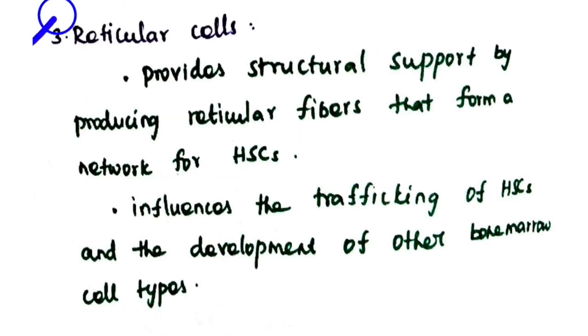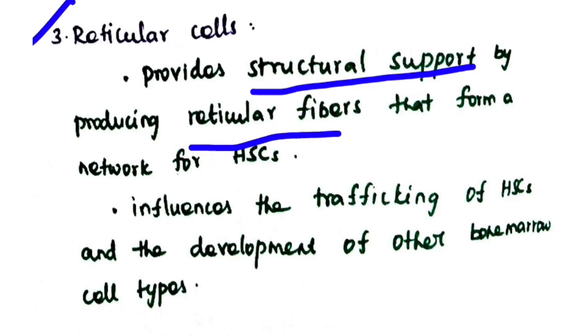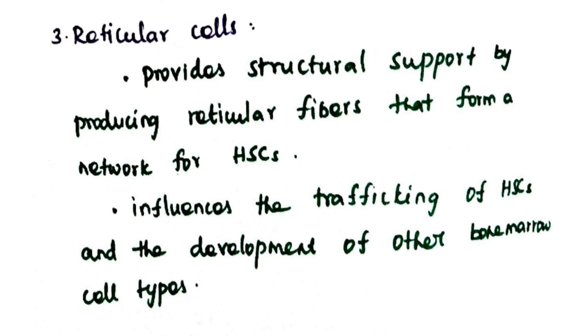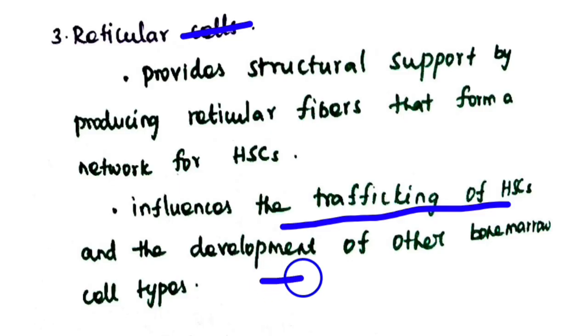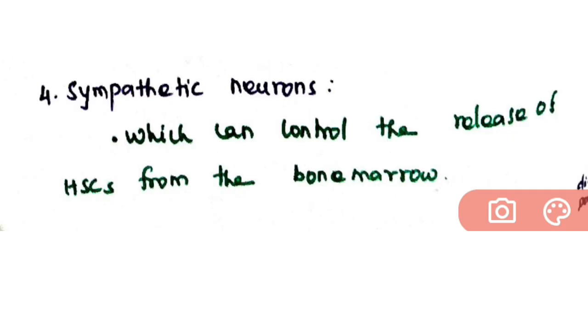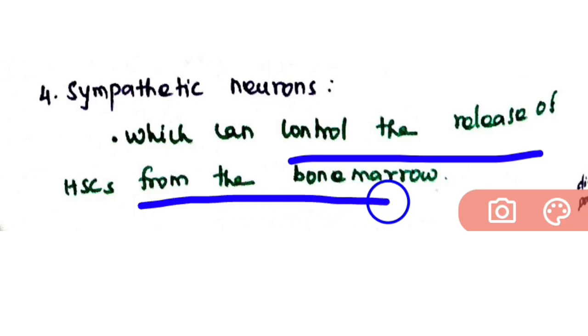The next one is reticular cells. These reticular cells provide structural support by producing reticular fibers that form a network for hematopoietic stem cells. These reticular cells influence the trafficking of hematopoietic stem cells, and also help the development of other bone marrow cell types. The next one is sympathetic neurons. Sympathetic neurons can control the release of hematopoietic stem cells from the bone marrow.